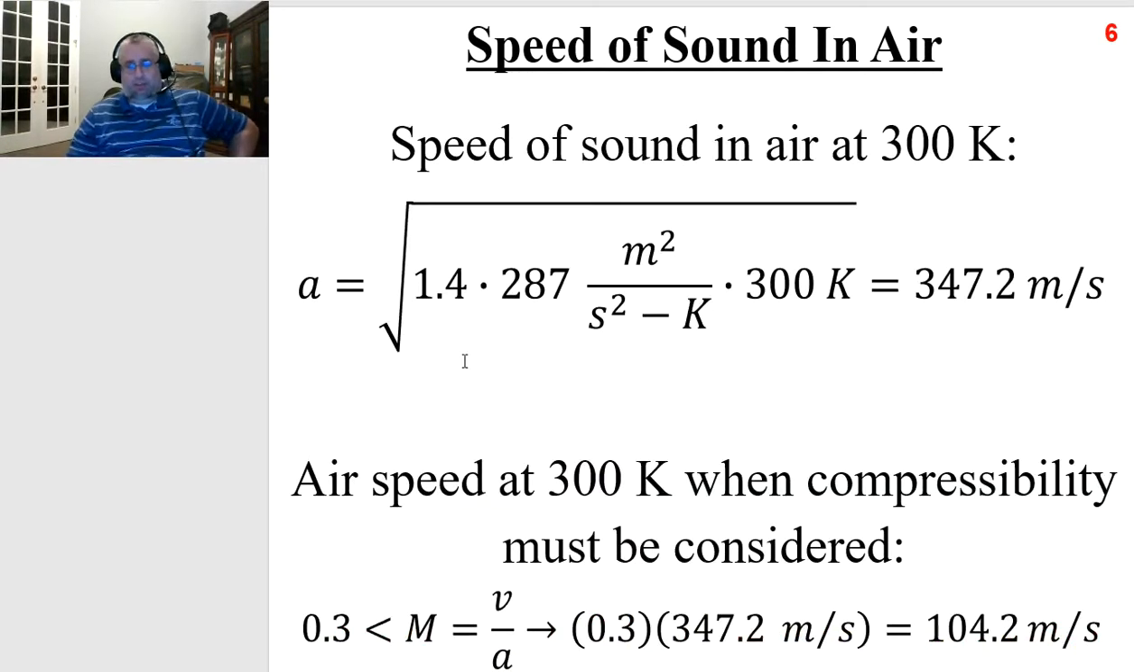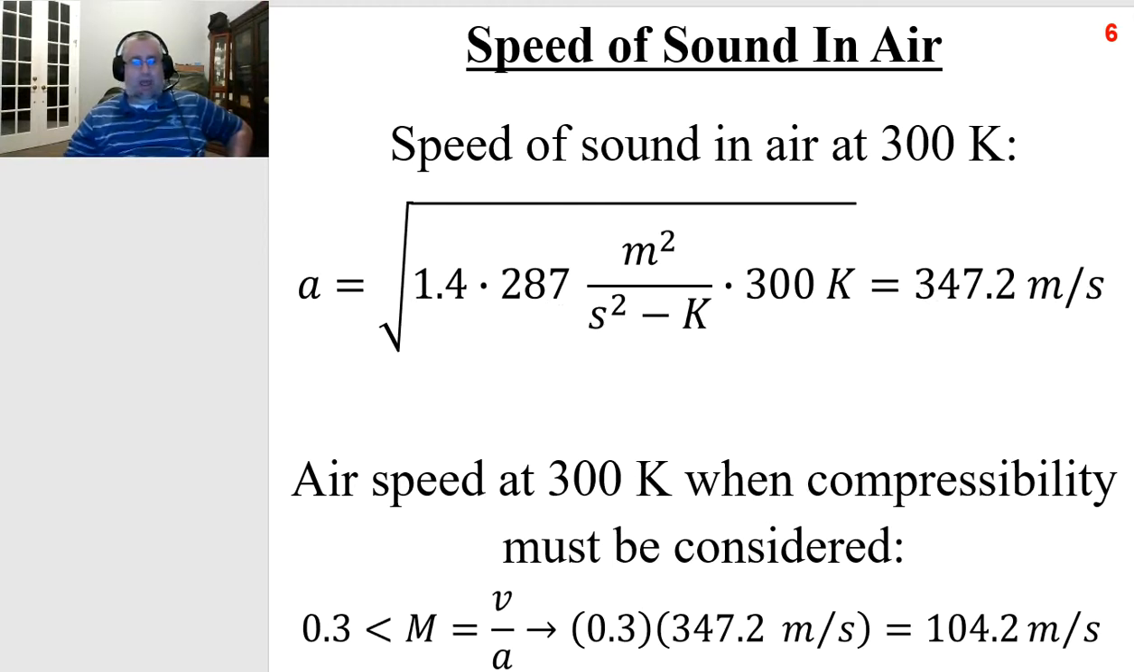Okay, so just by way of example, what's the speed of sound in air if the air is at 300 Kelvin? I take my 1.4 K value, my 287 meters squared per second squared Kelvin R value, and my temperature of 300 Kelvin, plug them all in, take the square root, and I get about 347.2 meters per second.